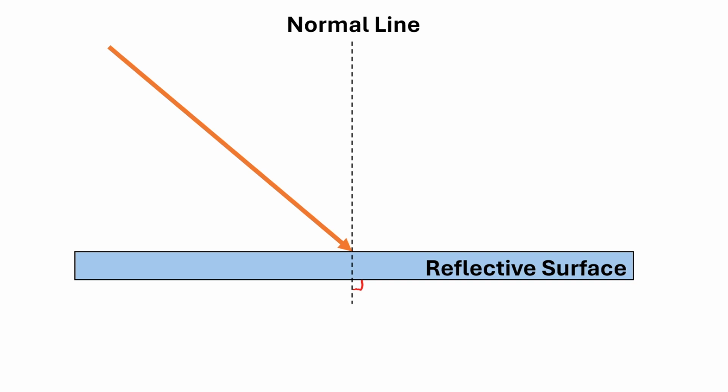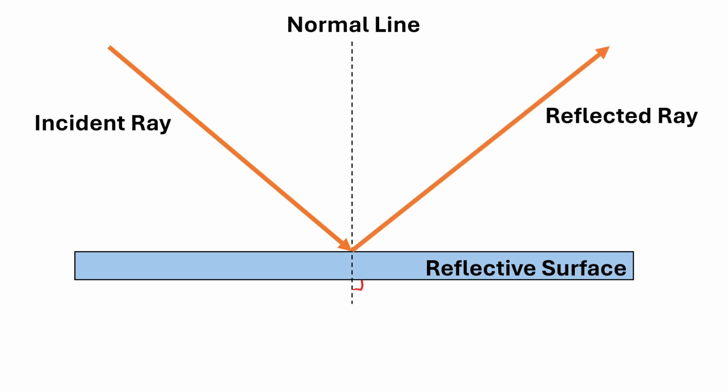All right, so here's a reflective surface such as a mirror. And then this is what's called a normal line. The word normal means perpendicular. So a normal line is a line that's drawn perpendicular to the surface of the mirror. Light coming towards the mirror is called incident light. And here's an incident light ray hitting the mirror. The light that bounces off the mirror is called reflective light, which is represented by a reflective ray.